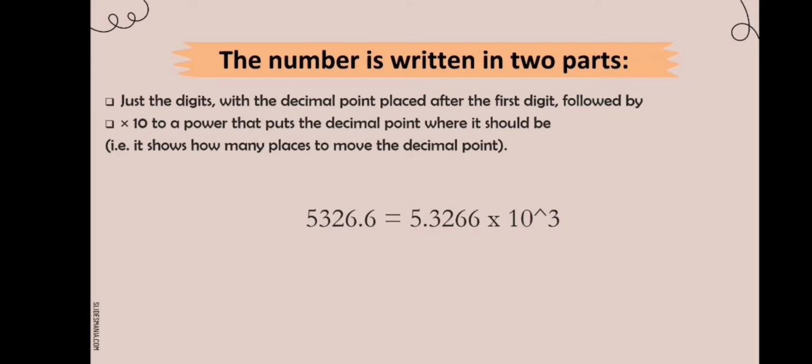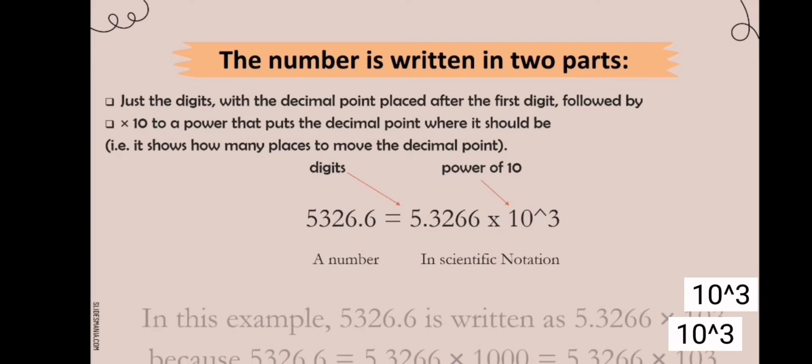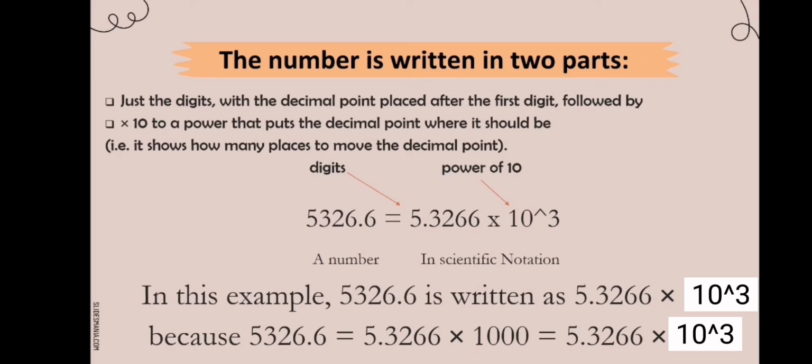5,326.6 in scientific notation is 5.3266 times 10 to the power of 3. So the digits here is 5.3266 and the power of 10 is 10 to the power of 3. In this example, 5,326.6 is written as 5.3266 times 10 to the power of 3 because 5,326.6 is equal to 5.3266 times 1,000, which is equal to 5.3266 times 10 to the power of 3.